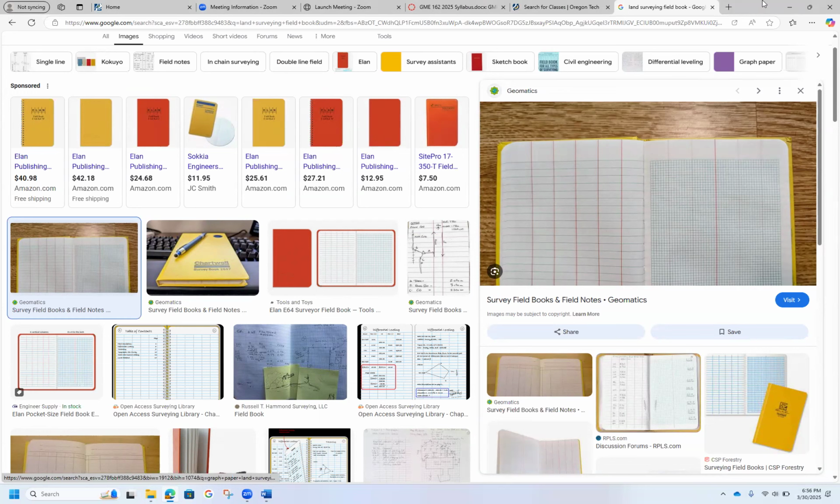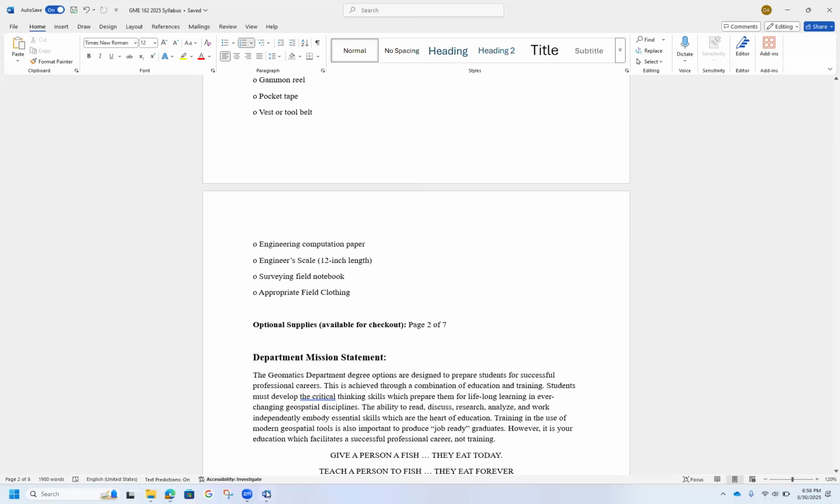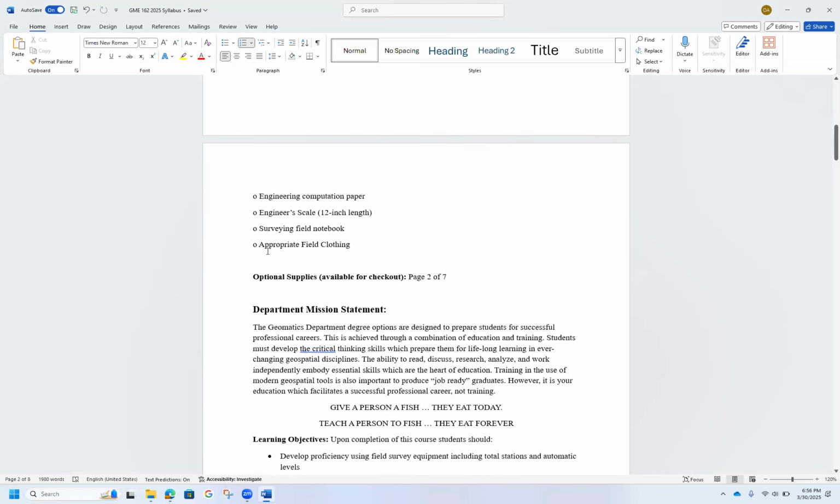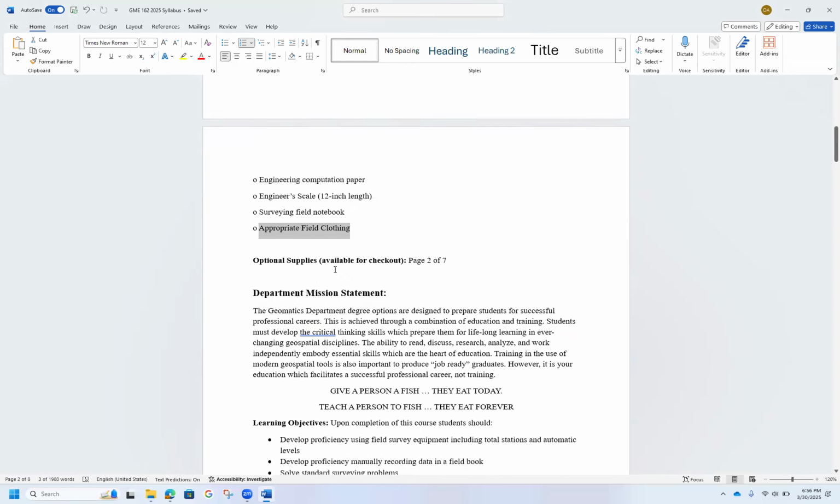All right, so let's go back to the syllabus. We'll get more into that field book in a little bit. Again, appropriate field clothing. You guys are going to be working out in the field two days a week.